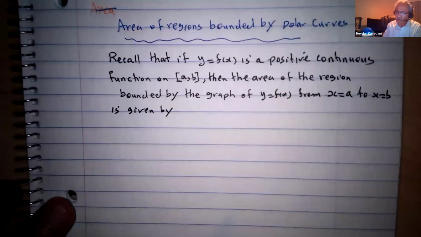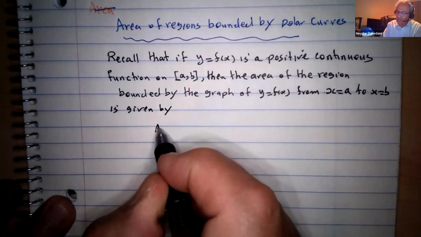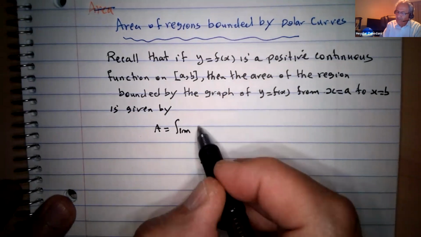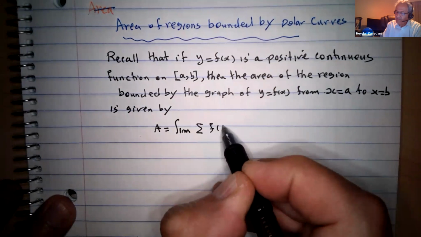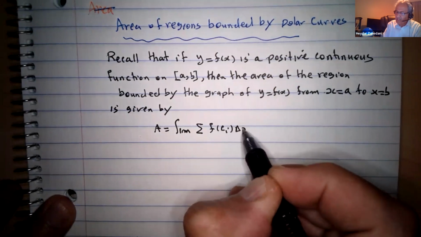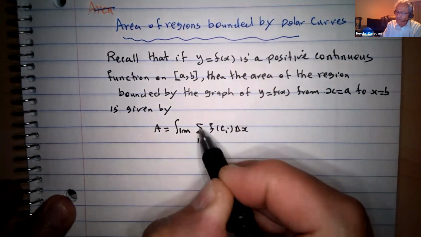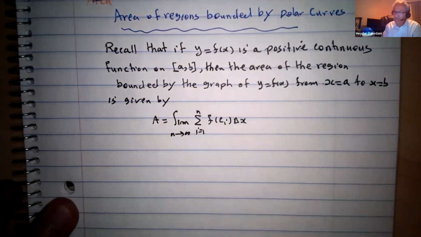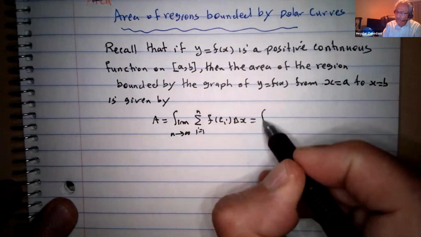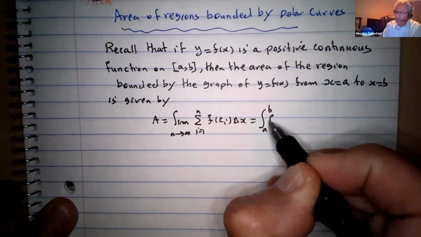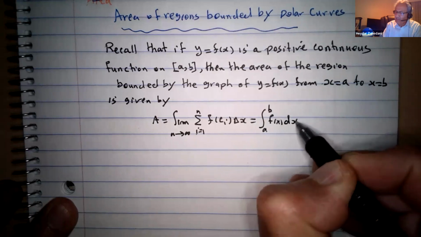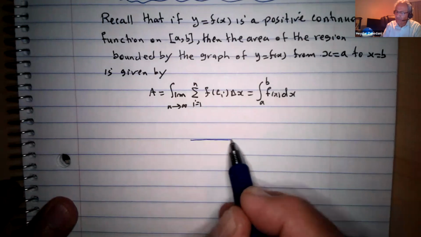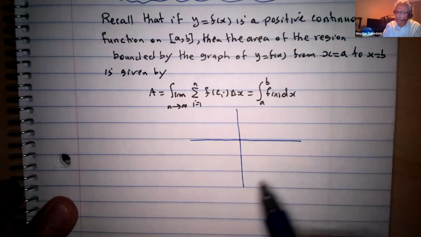remember the Riemann sum formula. The Riemann sum formula was A is equal to the limit of the sigma of f of ci delta x, i from 1 to n, as n goes to infinity. That's what we call the Riemann sum, and that was exactly equal to the integral from a to b of f of x dx. Okay, the idea was the idea of the partitioning, remember? So this was how we did it.